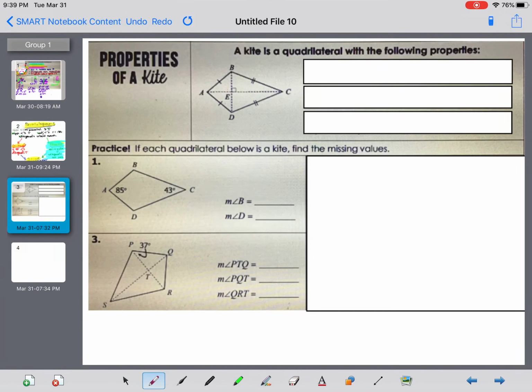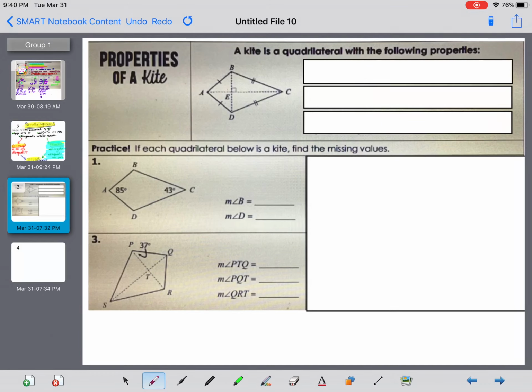Okay, sports fans, it's time to dive into the wonderful world of kites. I know you guys are super excited about this. Just got finished with that awesome rhombus lesson. You're psyched, you're learning, you're brilliant geometric geniuses. Either that or you're just doing that to keep your grade above failing so that you can be done with this. Either way, I'm good with it.